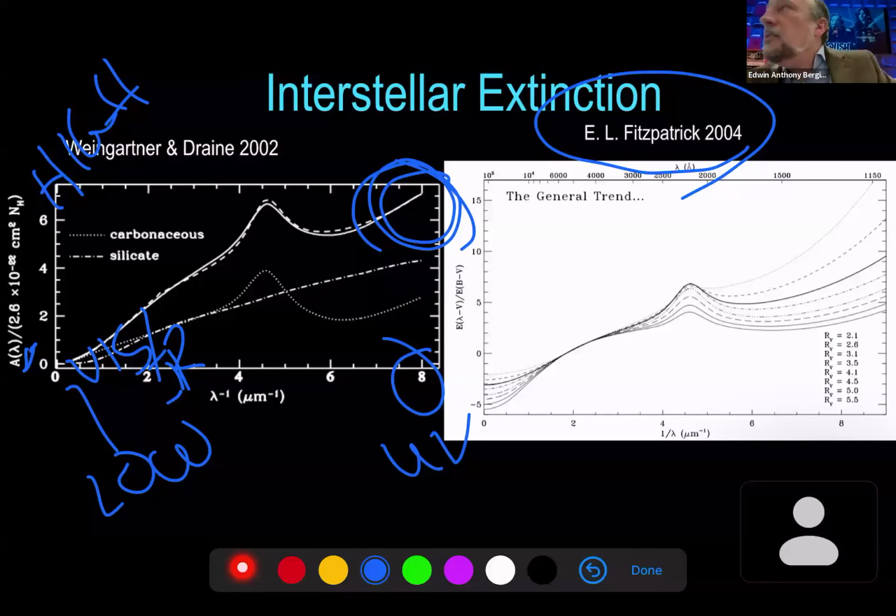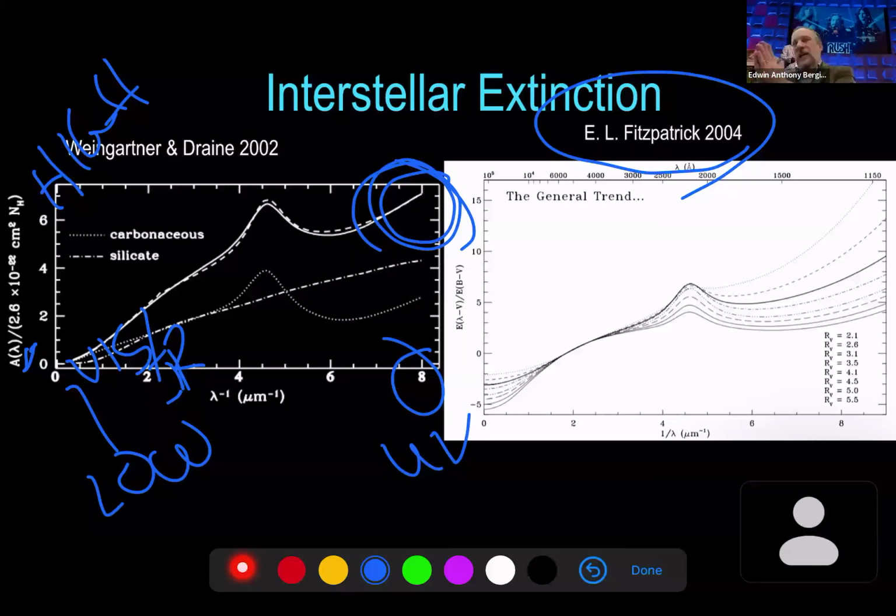So what does this mean? What is extinction? Extinction is the removal of starlight. That is, the starlight gets absorbed by a dust grain and heats the dust grain up a little bit, and the dust grain re-emits that photon, if you will, at a different frequency as heat. Basically, it gets emitted in the far infrared part of the spectrum.